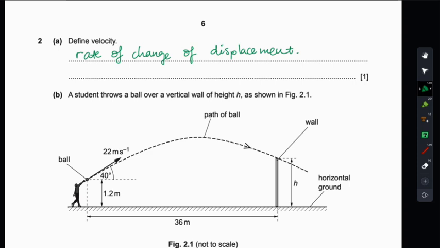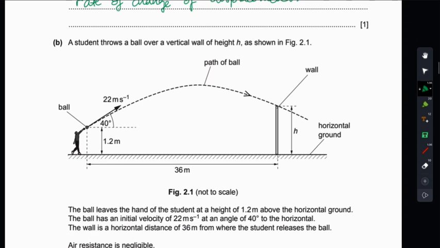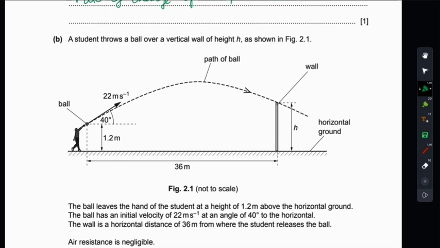The student throws a ball over a vertical wall of height h as shown in Fig 2.1. I'm sure you can see that this is a projectile. The ball leaves the hand of the student at a height of 1.2 meters above the horizontal ground. The ball has an initial velocity of 22 meters per second at an angle of 40 degrees to the horizontal. The wall is a horizontal distance of 36 meters from the student.